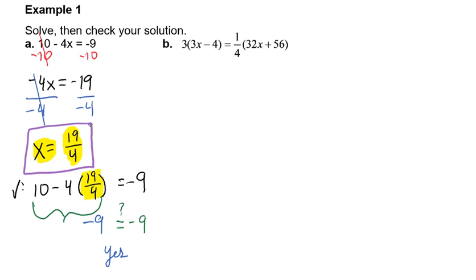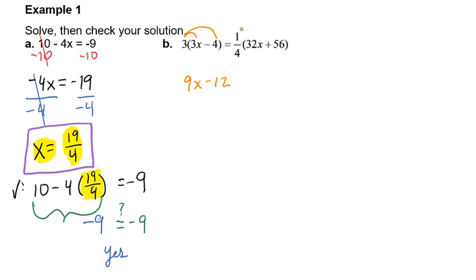Let's look at our second example here, or our part B example. Here we have 3 times the quantity 3x minus 4 set equal to 1/4 times the quantity 32x plus 56. So there's a couple ways to go about doing this. Let's go ahead and let's just distribute to begin. So here we're going to have a 9x minus 12.